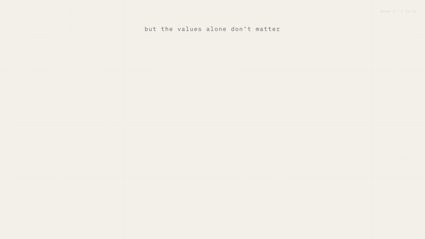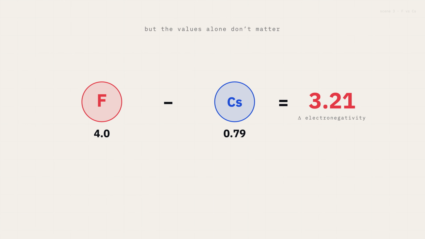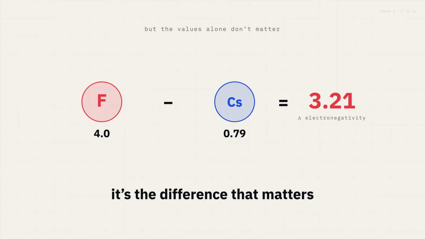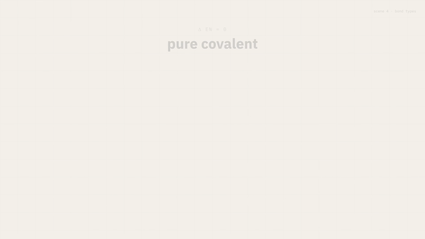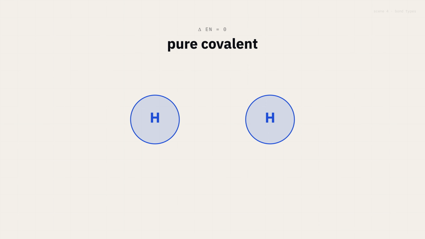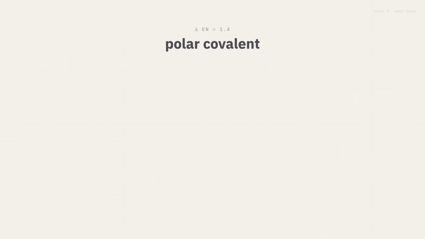Now, look at what happens when you pair two atoms together. It's not the values that matter, it's the difference between them. Two atoms with the same electronegativity share the electrons evenly, a clean, even split. That's a pure covalent bond, like two hydrogens. Small difference: one atom pulls a bit harder. The electrons sit closer to it. The bond is lopsided. That's polar covalent, like water.